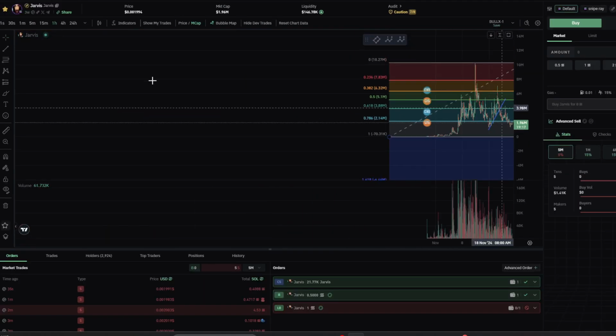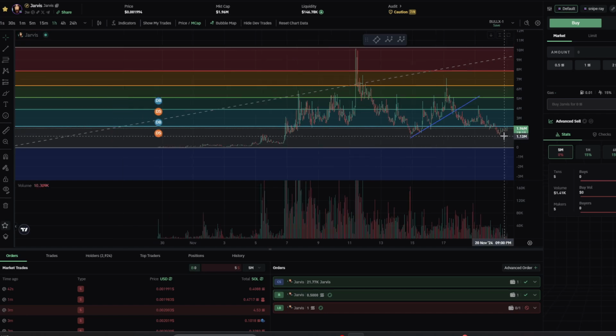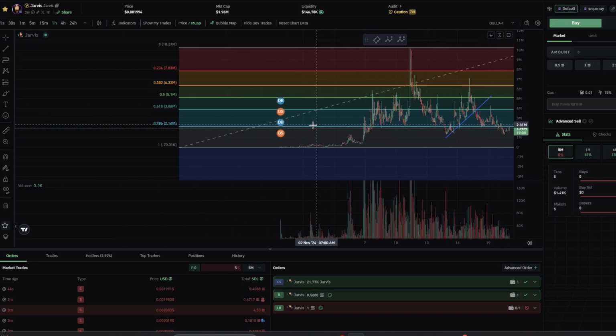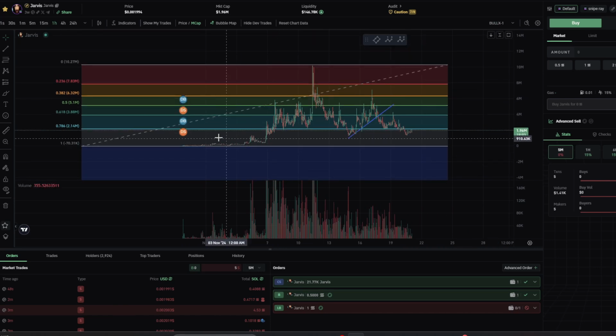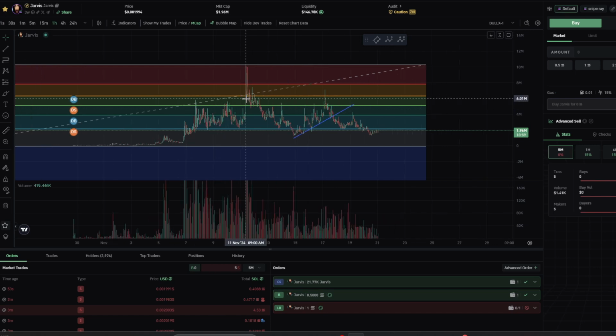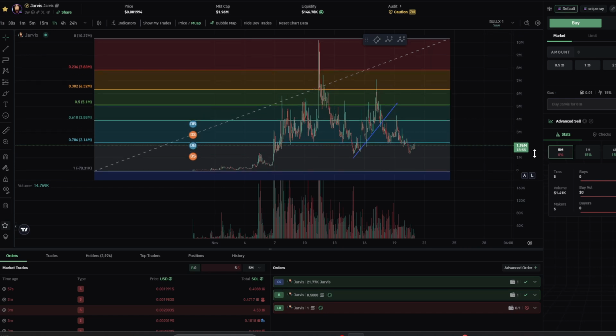Here we go. Again, Jarvis. I love this coin. I really should have bought more at this level. And in fact, this is a really good entry right here on this coin, in my opinion. So this thing just rallied and rallied and rallied. But it's holding strong above 1 million, which is a very good sign.